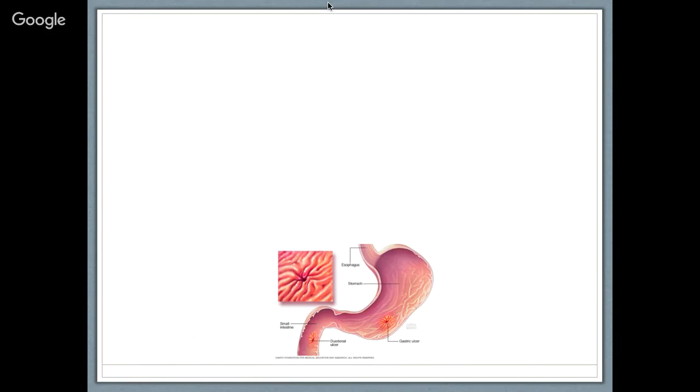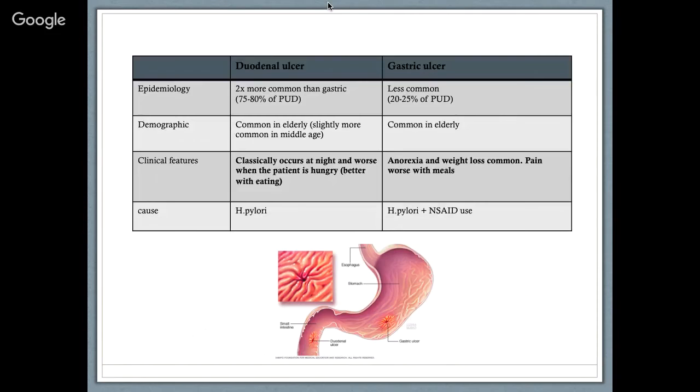And the other thing we want to know is the difference between gastric ulcers and duodenal ulcers. So duodenal ulcers are the more common one. Gastric ulcers occur with NSAID use. Obviously, that makes logical sense because NSAIDs go into our stomach. And the key difference is the relationship to eating and to food. So gastric ulcer pain will be worse with meals, and duodenal ulcer pain is worse when the patient's hungry. So if you just think about it, when you eat food, that's going to secrete acid into the stomach. That's going to make the gastric ulcer worse. Does that make sense? Cool.